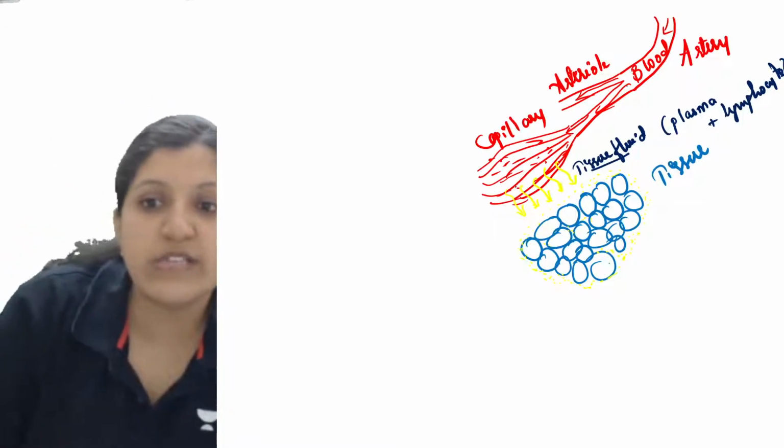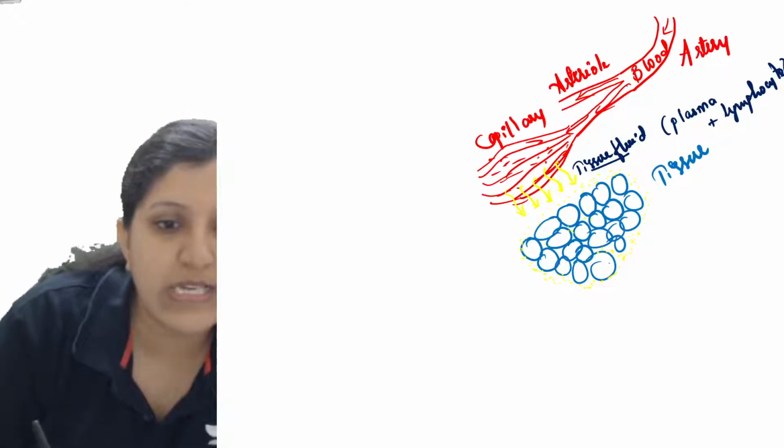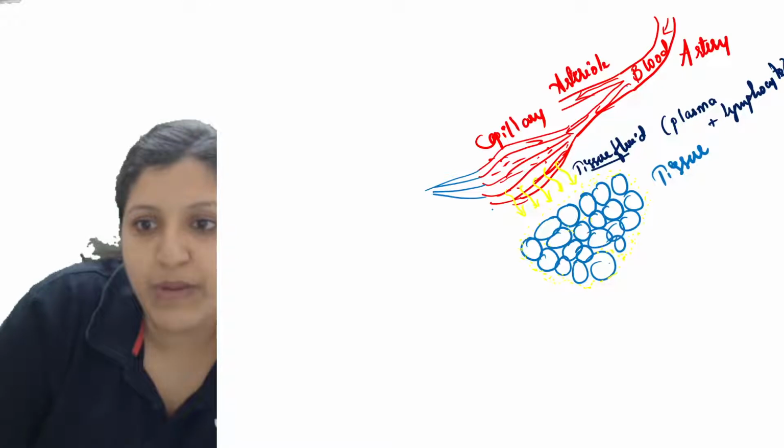Now what is going to happen? Once the diffusion of this liquid is done, all these capillaries which are formed will join together. This is basically venule formation, as you can see.